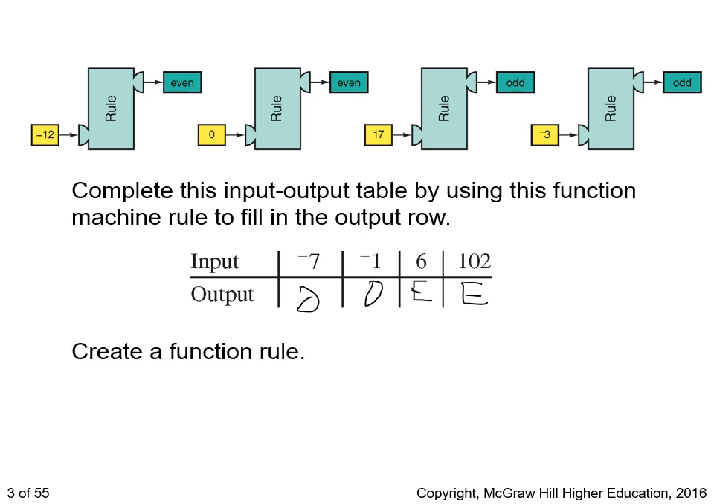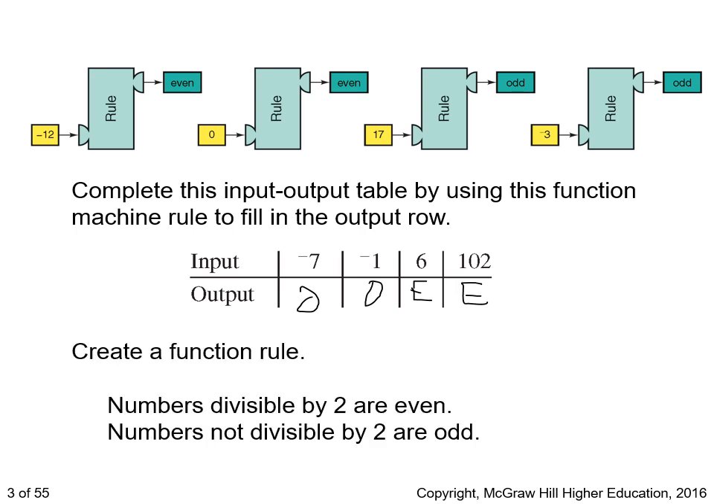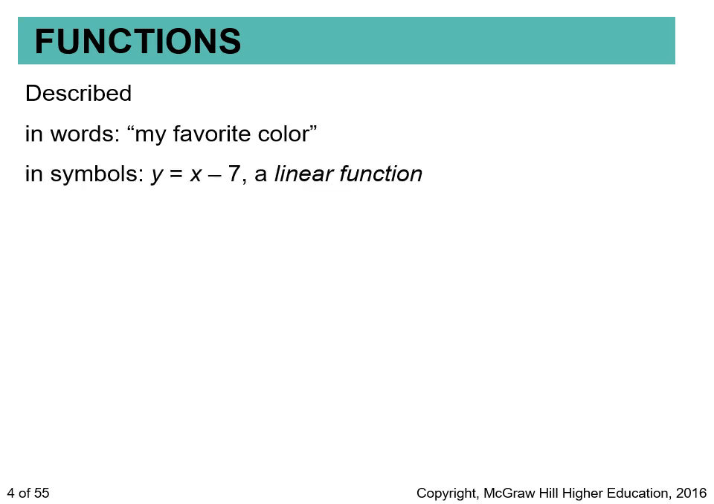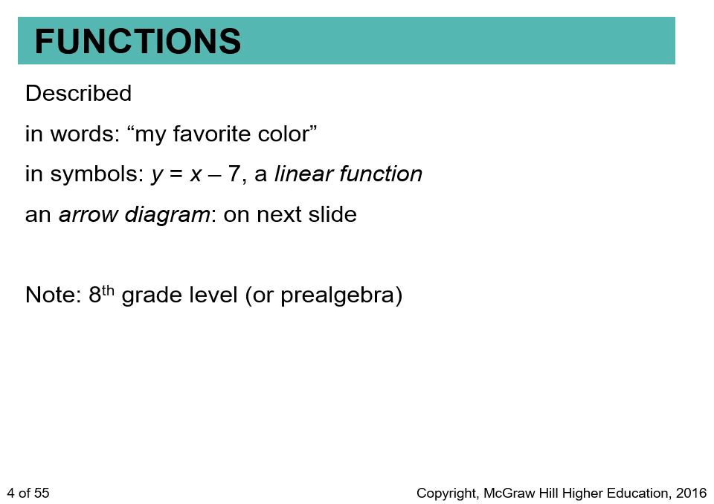Now we're going to create a function rule. So my rule says that numbers divisible by 2 are even, numbers not divisible by 2 are odd. Functions can be described in words like my favorite color, so everyone in the class could say their one favorite color. That would be a function. In symbols, y equals x minus 7 is a linear function, or an arrow diagram. You'll see it on the next slide.